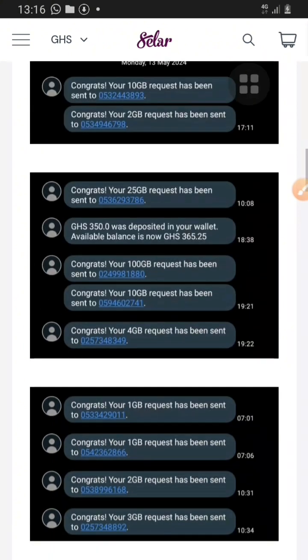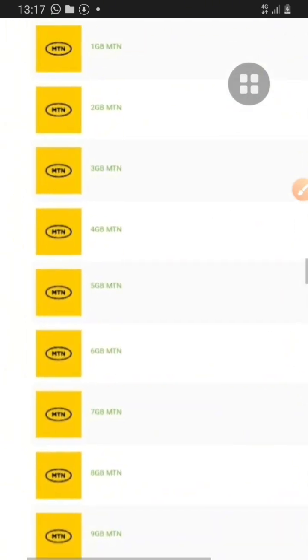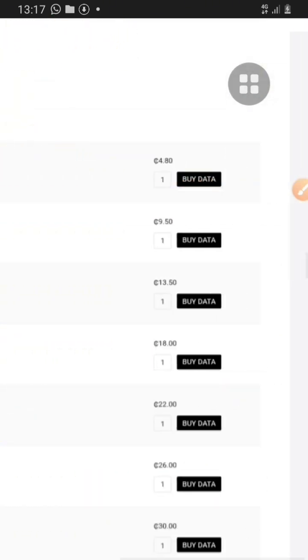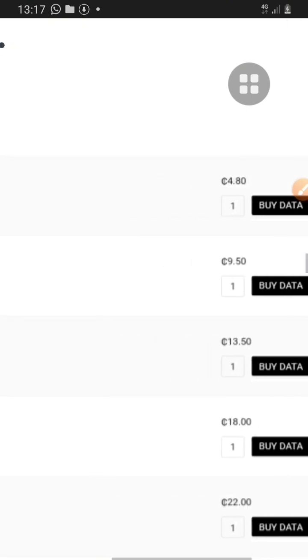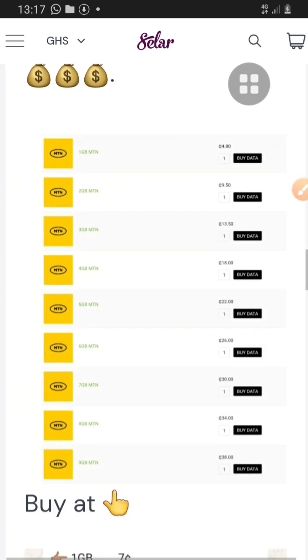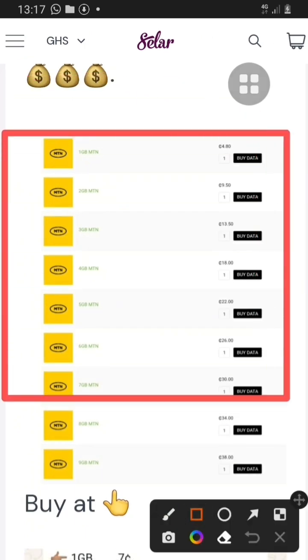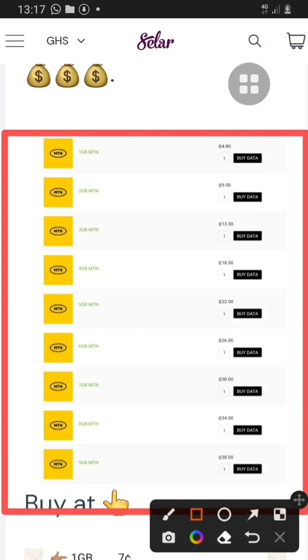price. Let me show you a practical example. This is the price on the site. 1 GB is 4 cedis. I just want to highlight it for you. You are going to buy them at this price, then you can sell them at your preferred price to your customers. 1 GB is 4 cedis, 80 pesewas on the site.